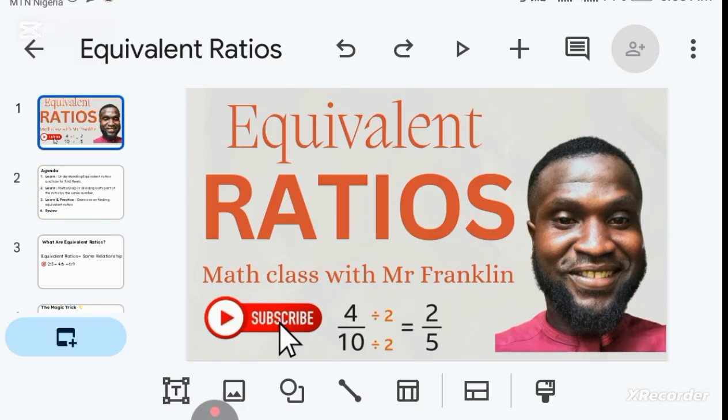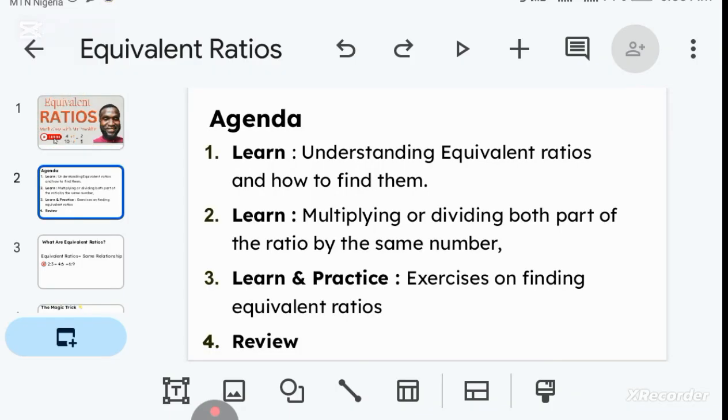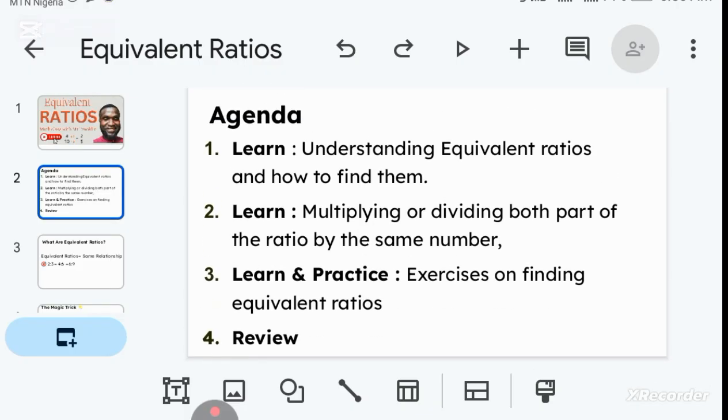Okay, let's dive right into our agenda for today. In today's math class, we are going to learn how to understand equivalent ratios and how to find them. Then secondly, we are going to learn how to multiply or divide both parts of the ratios by the same number. Then we are going to learn and practice exercises on how to find equivalent ratios, and then we will review.